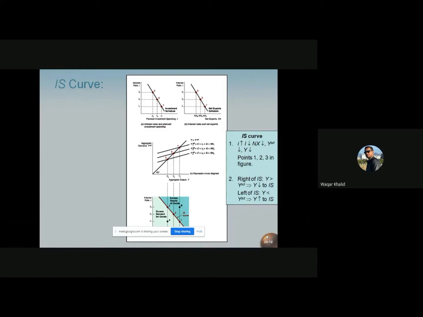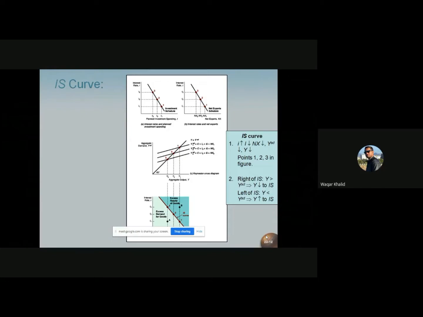Actually, in the Keynesian analysis, the primary way that interest rates affect the level of aggregate output is through their effects on planned investment expenditures and net exports. It means that for the derivation of the IS curve, we need to understand two things. Number one, the behavior of planned investment spending, and second, net exports.